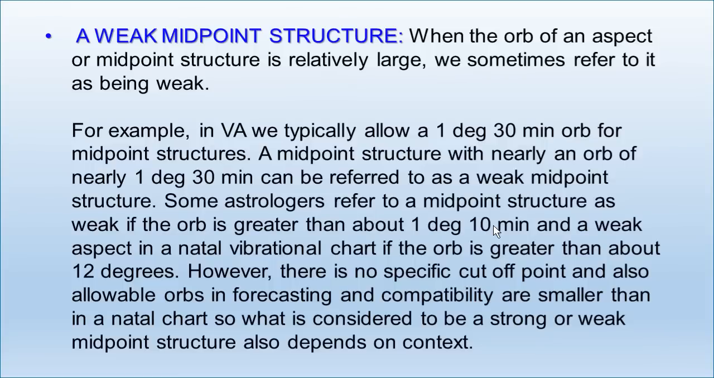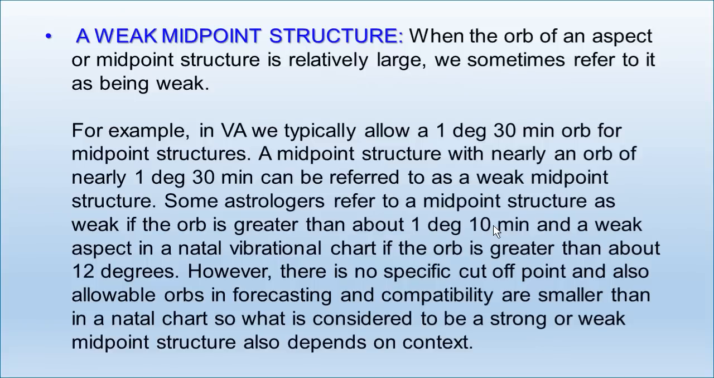So for example, in VA, we typically allow a 1 degree 30-minute orb for midpoint structures. That's the maximum orb, 1.5 degrees. So if a midpoint structure is close to a 1.5 degree orb, like it's 1 degree 20 minutes, 1 degree 25 minutes, maybe even 1 degree 15 minutes, we'll often say that midpoint structure is weak. Somewhere in that range.